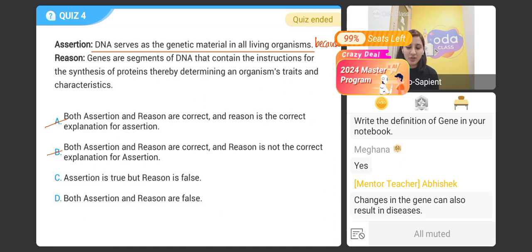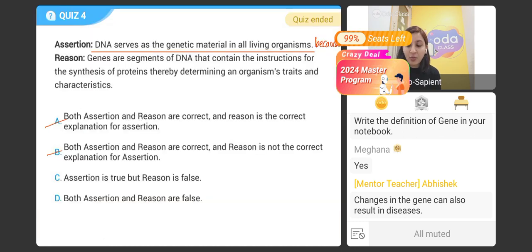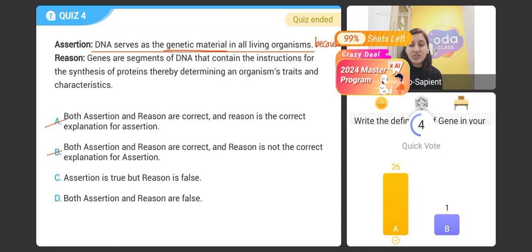Very good. Most of you have given the correct answer. Some of you were confused between A and B, and I will tell you why A is the correct answer, students. Why is A the correct answer? Out of A and B, which is correct? It's A.